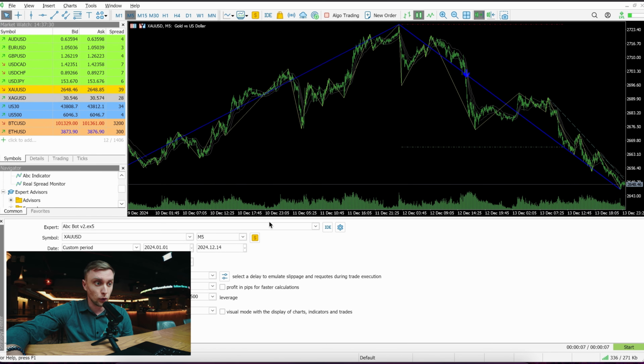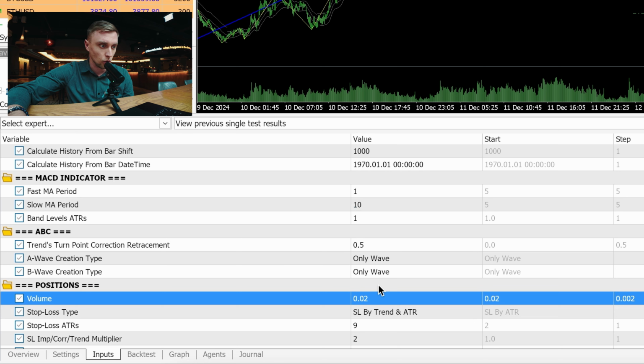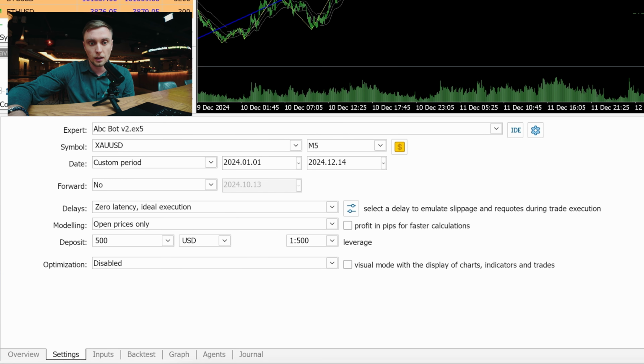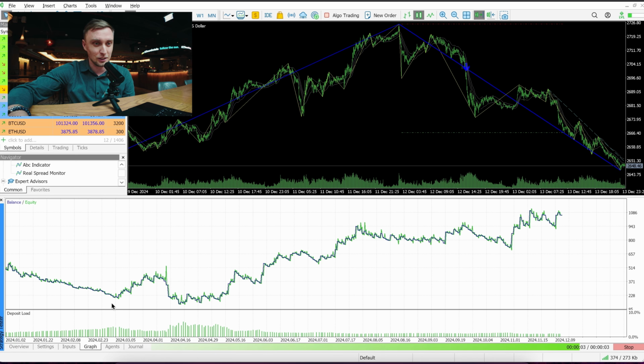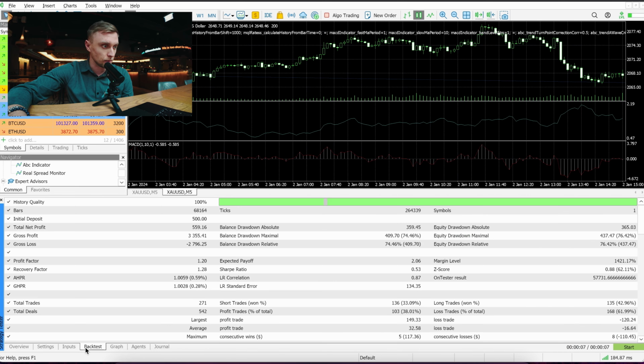Okay, we have it. Let's go for the simple backtest. If we take a part of the history, some settings, and see exactly how it was working for this period of time. Again, M5 gold from the beginning of 2022 until today, deposit $500, starting volume I think 0.02. Yeah, and let's choose, you see, wave creation type, only wave, and let us check the results. Most probably it will not show us anything good. There will be a lot of trades and a lot of bad entry points.